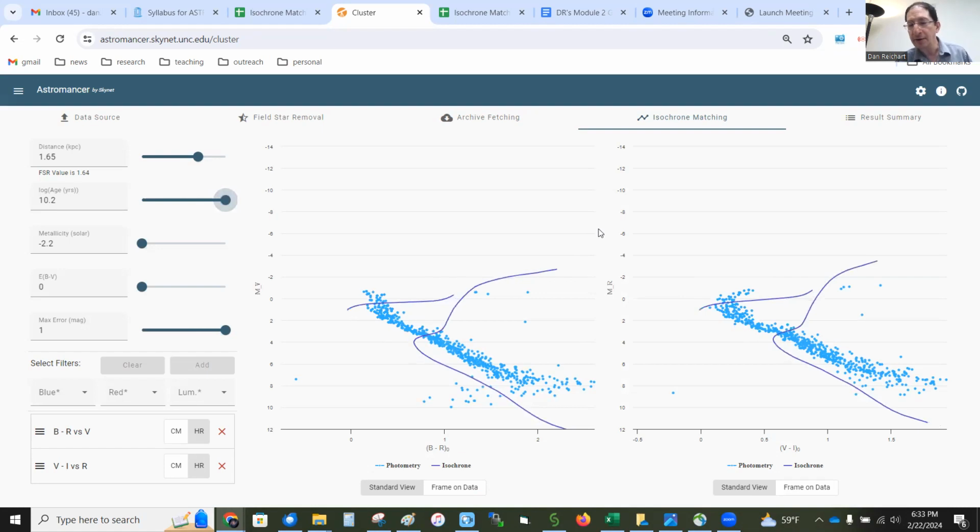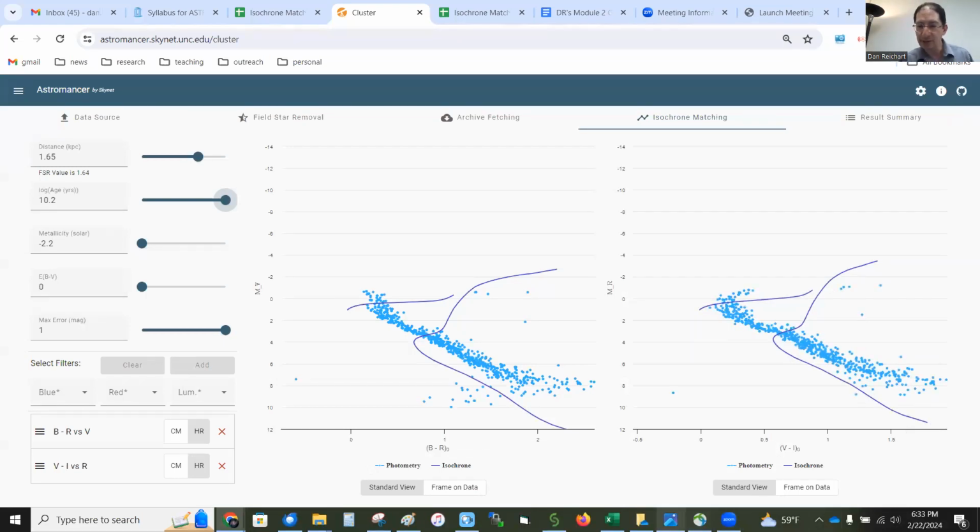I'll keep going here. And then you see this curve right here. That is called the horizontal branch. And you only see that in really old things. You'll see it in your globular cluster, maybe not so much in the open cluster. Okay, what's going on here?